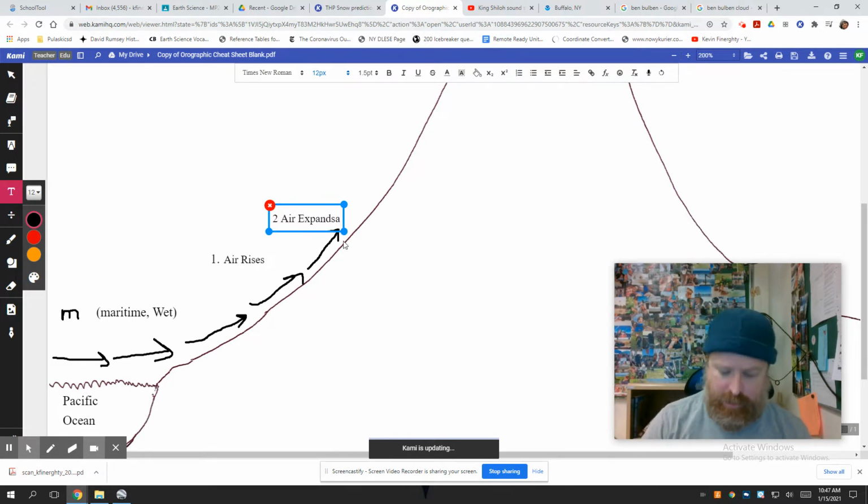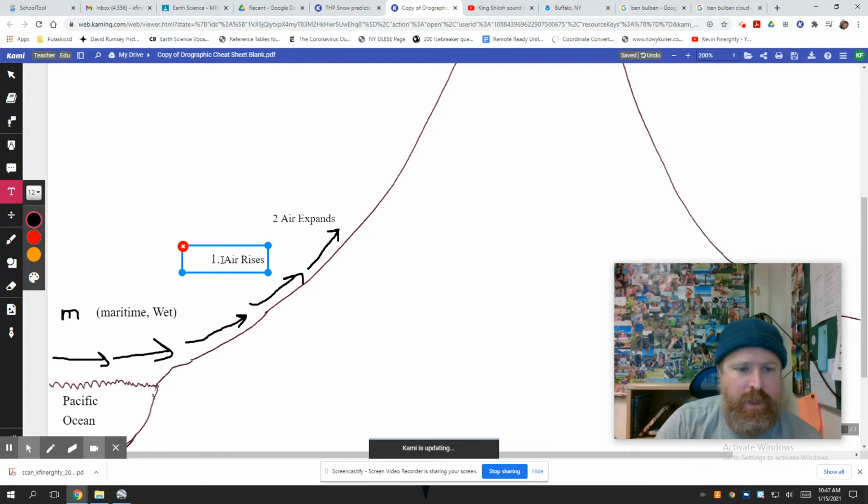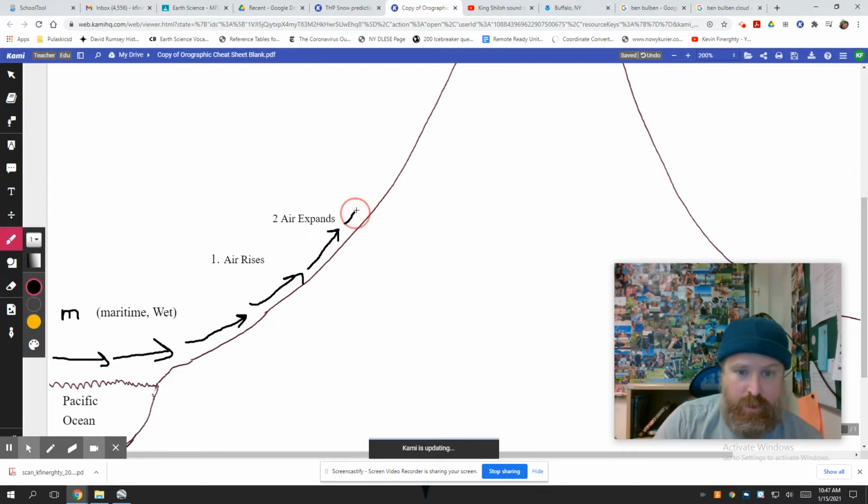Sorry for that auto weird format thing that's happening there. So it rises and it expands, and we keep going up as a function of it expanding.